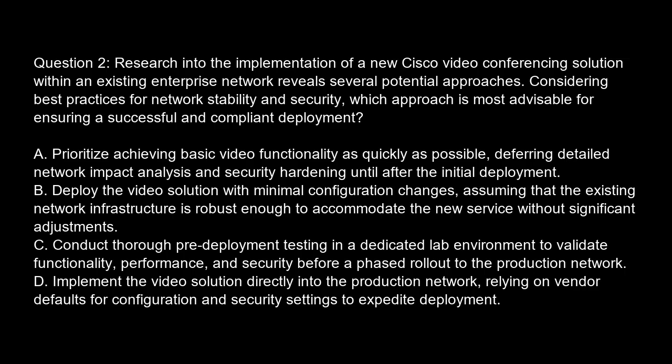Option B. Deploy the video solution with minimal configuration changes, assuming that the existing network infrastructure is robust enough to accommodate the new service without significant adjustments. Option C. Conduct thorough pre-deployment testing in a dedicated lab environment to validate functionality, performance, and security before a phased rollout to the production network. Option D. Implement the video solution directly into the production network, relying on vendor defaults for configuration and security settings to expedite deployment.